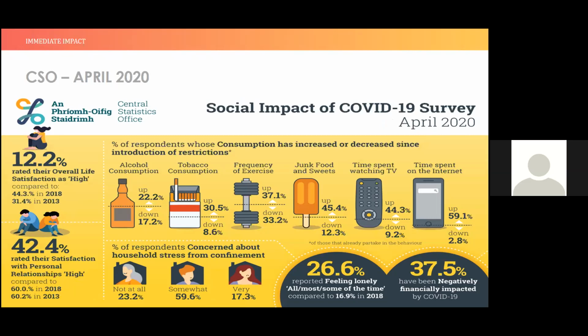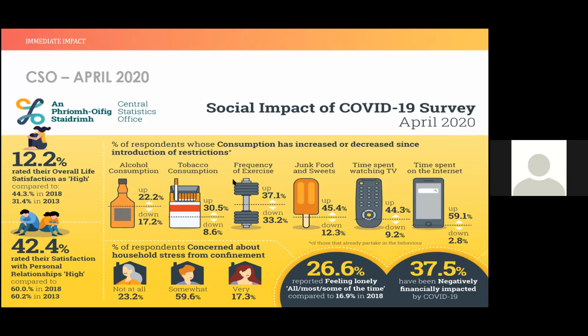The CSO have also produced a social impact of COVID-19, and that was produced in April. So again, you can see some worrying kind of trends in terms of what's been happening during this crisis. So alcohol consumption up, tobacco consumption up, frequency of exercise up for around 1/3 of people and down for around 1/3 of people. So some people reacting differently to that.